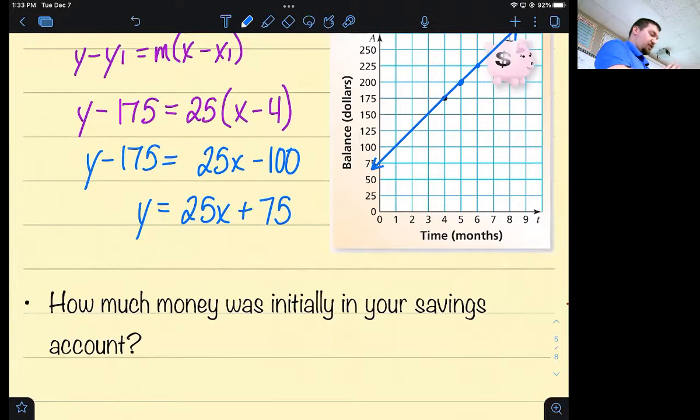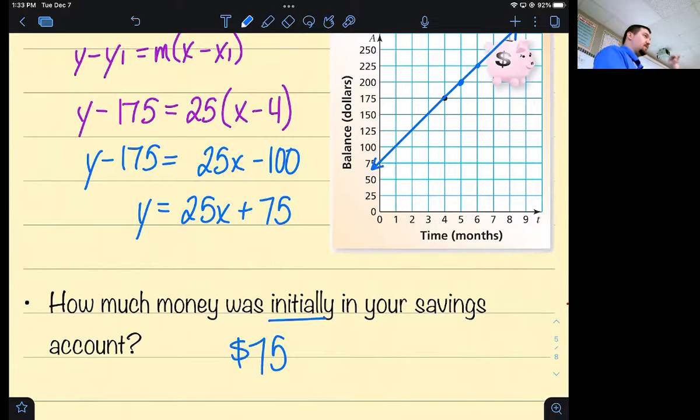if it says the question, how much money was initially in your savings account? How would you respond to that? Lizzie? Using the y-intercept. Yes. When it says initially, we know the initial value is another way of saying the y-intercept. It might as well just have said, what is your y-intercept? What is it, Izzy? How much money was initially in there? 75. Yes. Okay. So if you see that question, just know it's asking for the y-intercept.